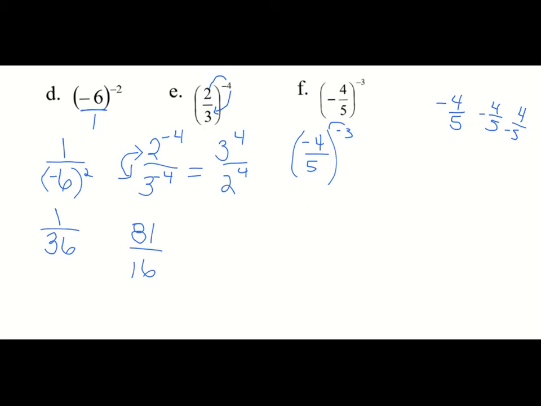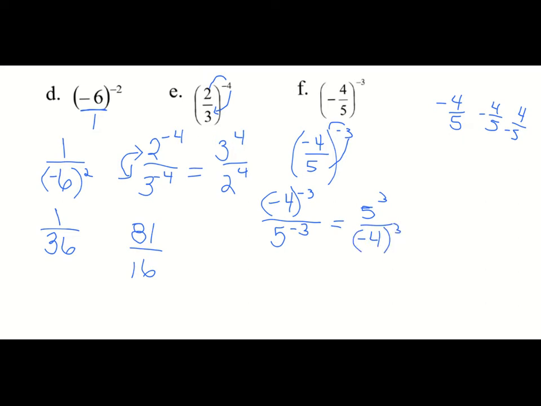So again, I'm going to distribute that -3. So it's going to become -4 to the -3rd power. And I do need to put parentheses around that -4. And then 5 to the -3rd power. So again, I can flip the 2. So it becomes 5 to the 3rd power over -4 to the 3rd power.